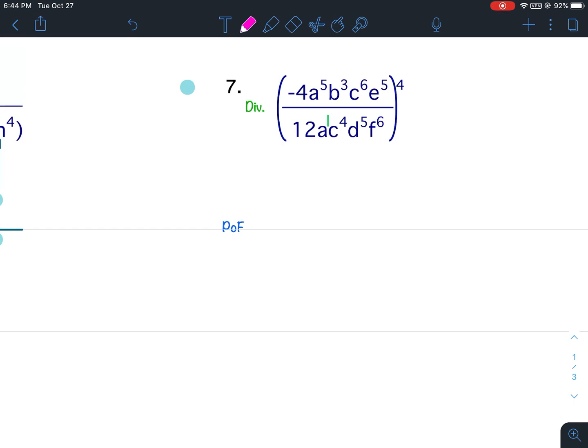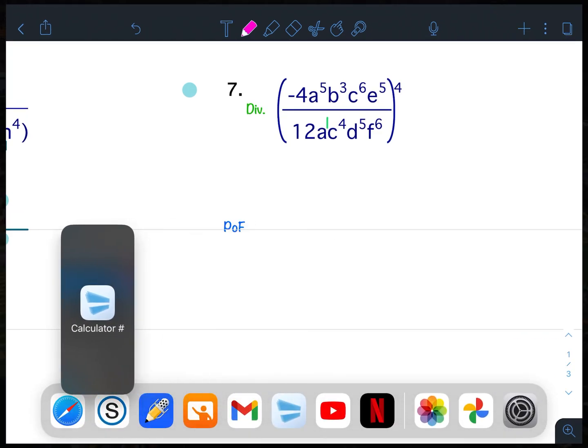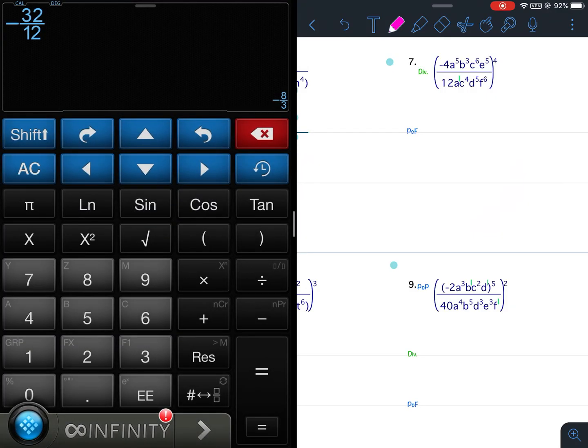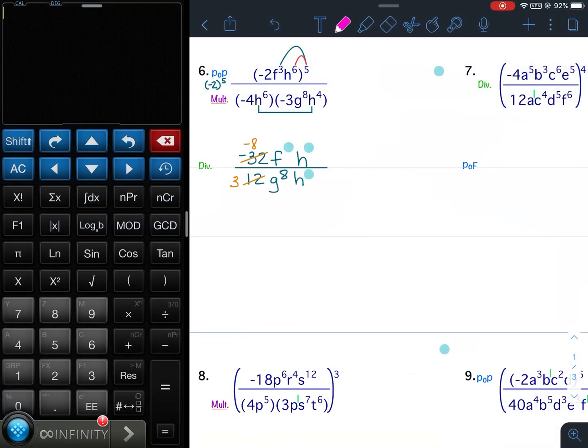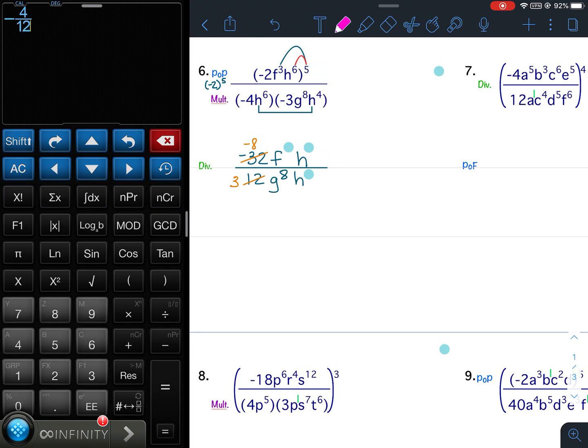If I can simplify anything inside the parentheses, I do, which inside the parentheses happens to be division. So I'm going to start with dividing. When we divide, we start with our coefficients. So I'm going to put in -4 over 12. And I get -1/3. I get -1/3.